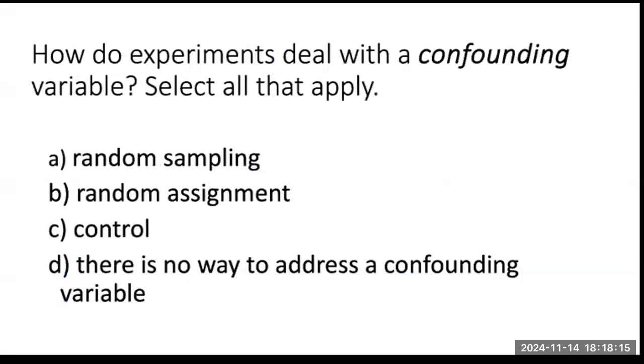How do experiments deal with a confounding variable? So select all that apply. Remember, a confounding variable is one that confuses researchers because its value moves together with the independent variable and the dependent variable. And so researchers don't know what's actually causing the change in the dependent variable, if it is truly the independent variable or if it's this confounding variable. And that's why it's called confounding. So is it through random sampling, random assignment, control, or there's absolutely no way to address a confounding variable?